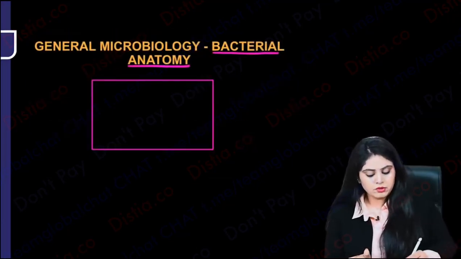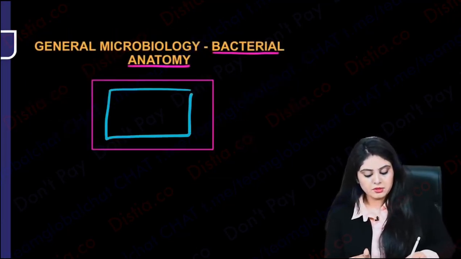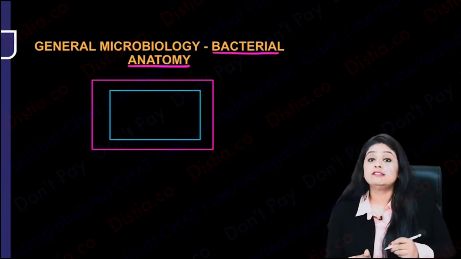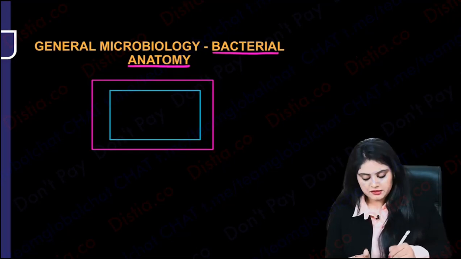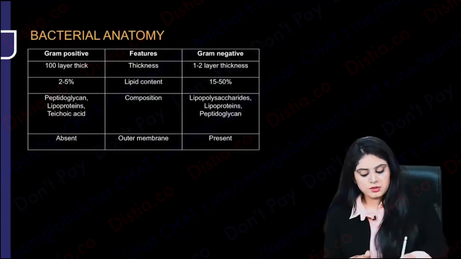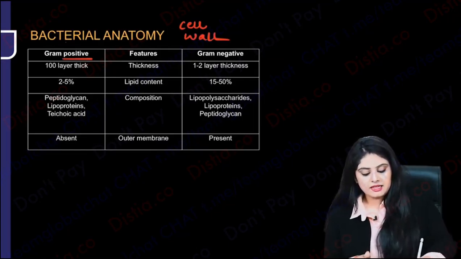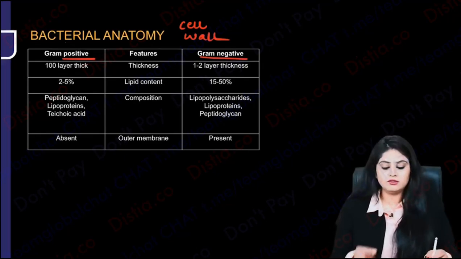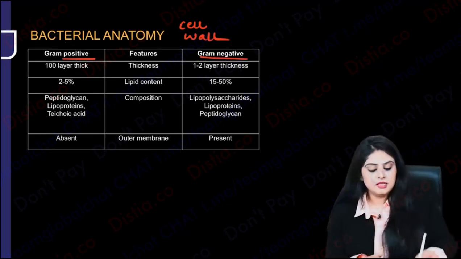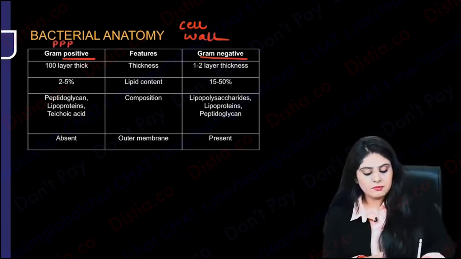Now you're going to move on to the next layer that you have, the very famous one in which you get maximum questions, the cell wall. Let's get going. First, I have to differentiate for you guys between the cell wall of a gram-positive organism and a gram-negative organism. And I'll give you some mnemonics. To begin with, your mnemonic is PPPT.